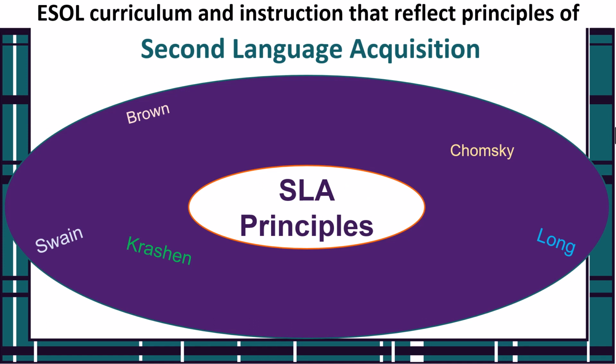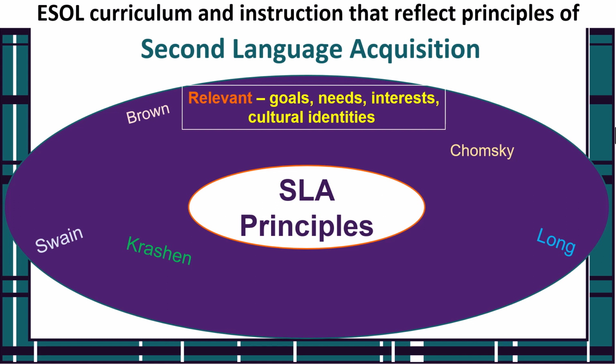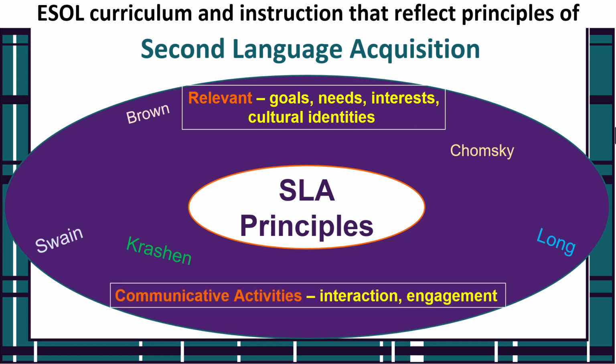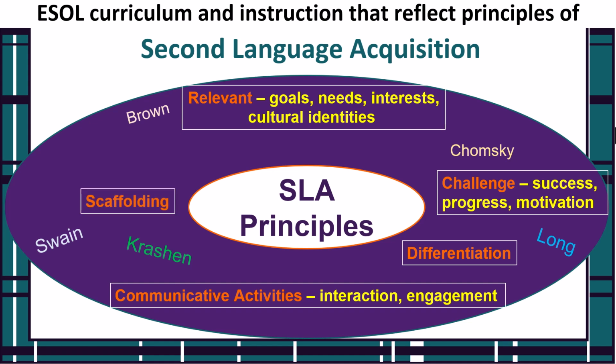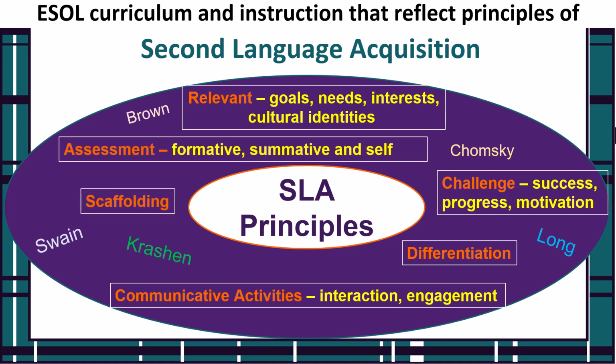And finally, an ESOL curriculum should reflect principles of second language acquisition. Curriculum and instruction should be relevant to learners' lives, their goals, needs, interests, and cultural identities. It should provide communicative activities to maximize student interaction and engagement. It should challenge learners without overwhelming them, ensuring their success and progress, which all learners need to stay motivated. It should include differentiation and scaffolding to meet the diverse needs of learners, and include assessment, formative throughout the lesson, summative at the end, as well as student self-assessments.